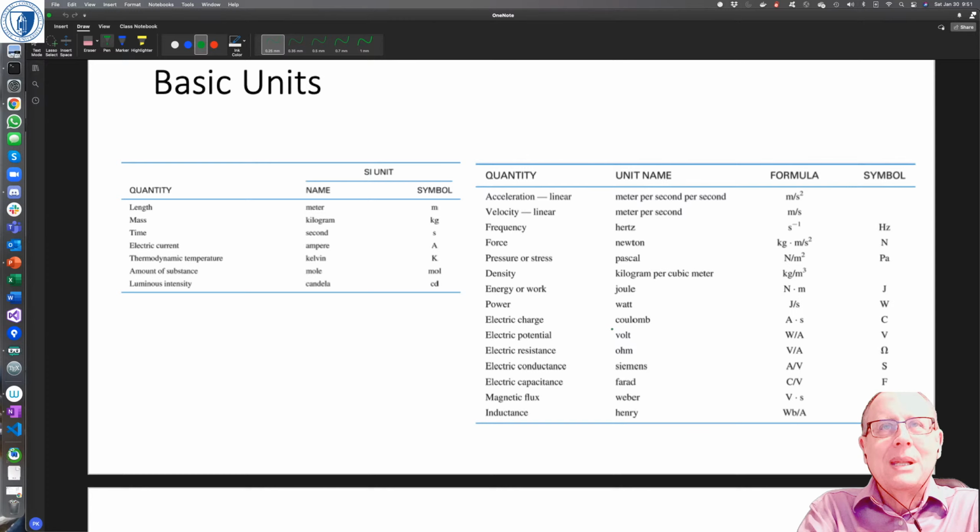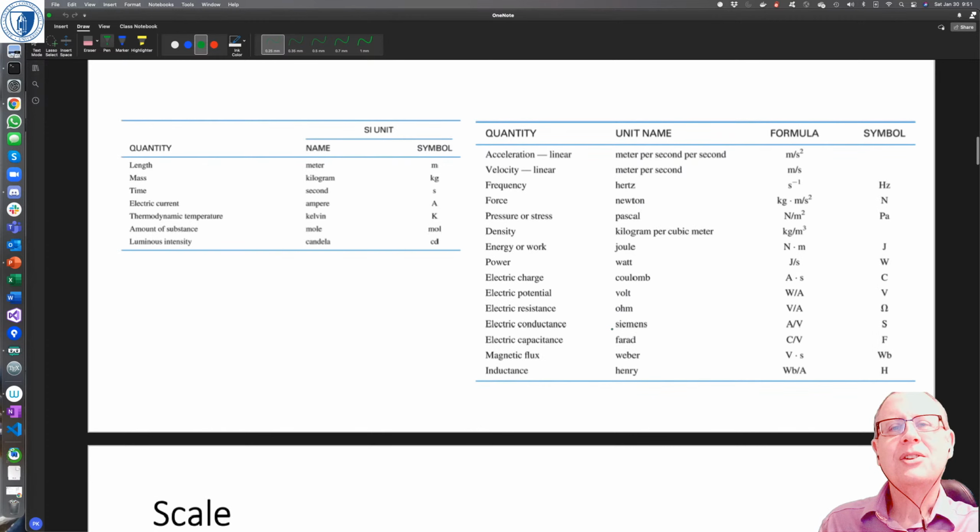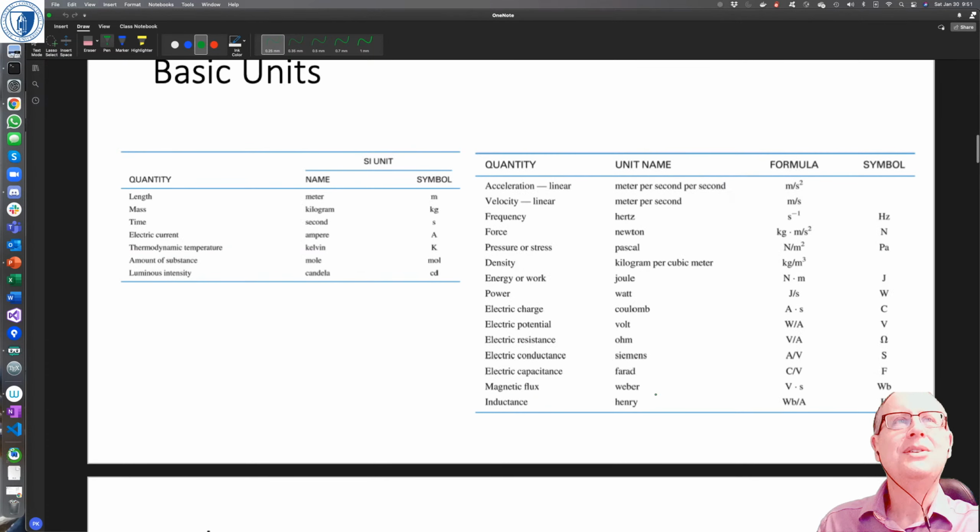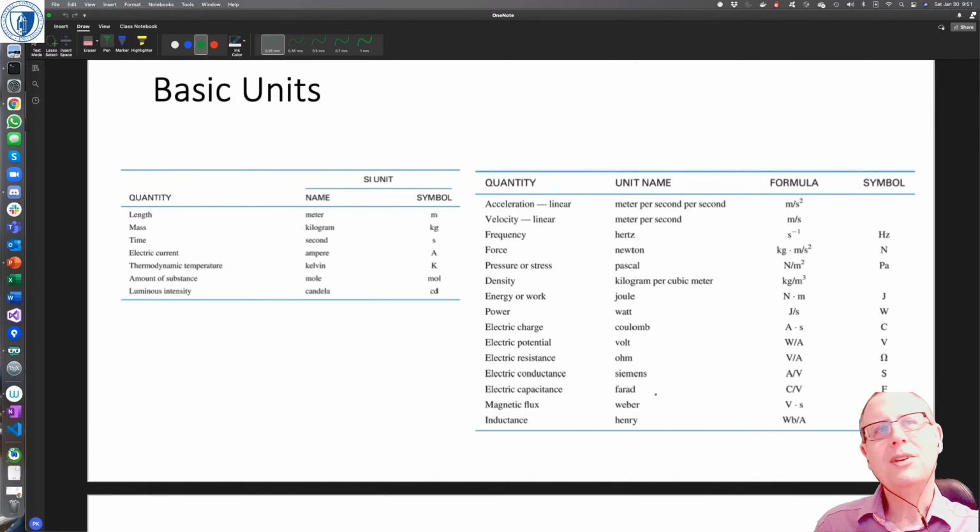So length is in meters, mass is in kilograms, times in seconds. That's pretty normal. And the way I usually do stuff, I'll talk to this slide first, and then I'll branch out a bit.